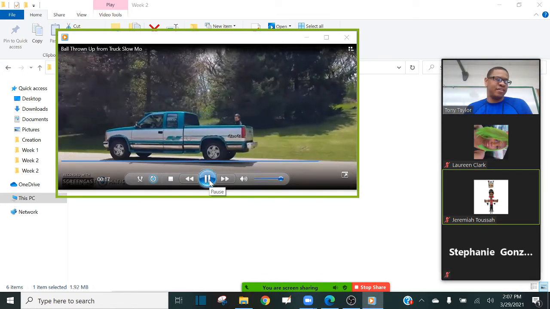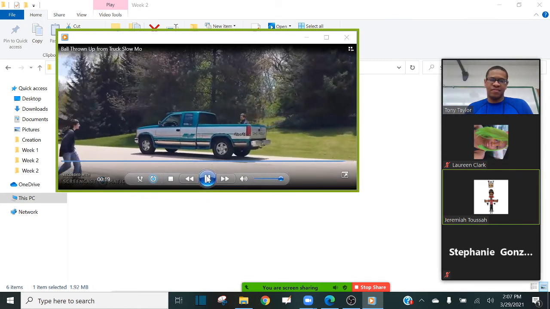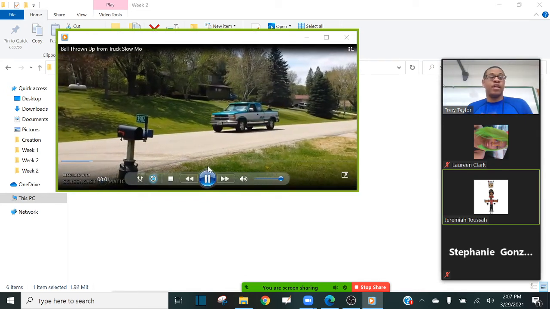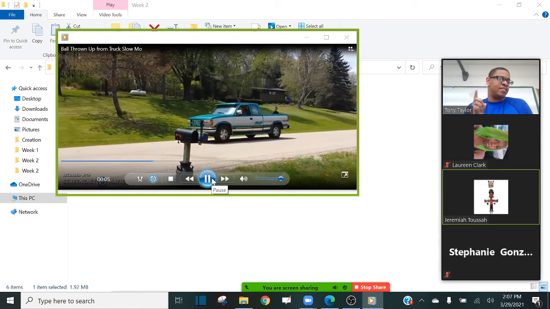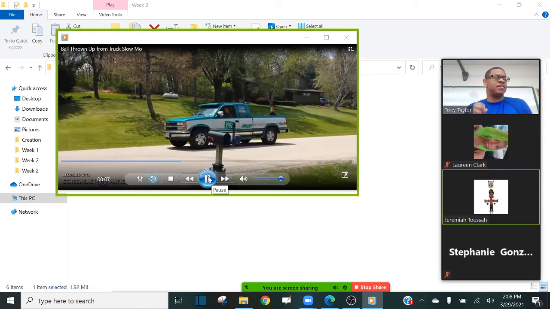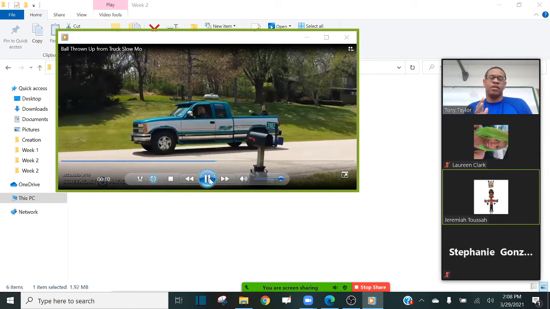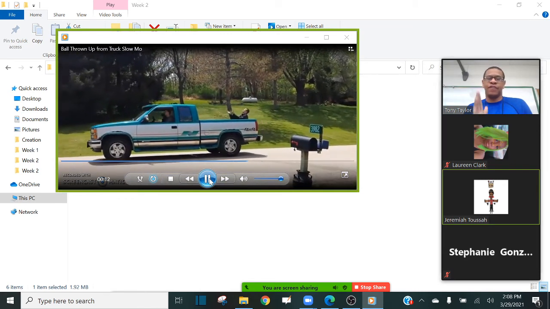Yes or no, Jeremiah? I mean, yeah, it would have to. It would have to, because that's what the physics says. You're right, Angelina. You're right. It's definitely a curved path. Like I said, sometimes students think it's a straight path, but it's definitely a curved path.